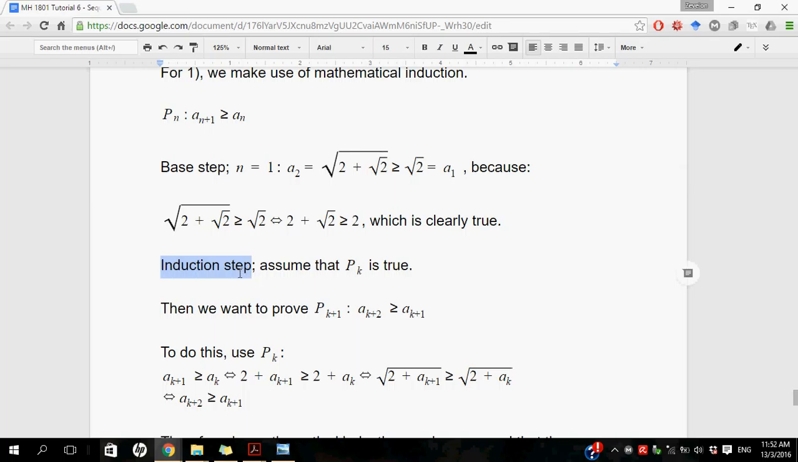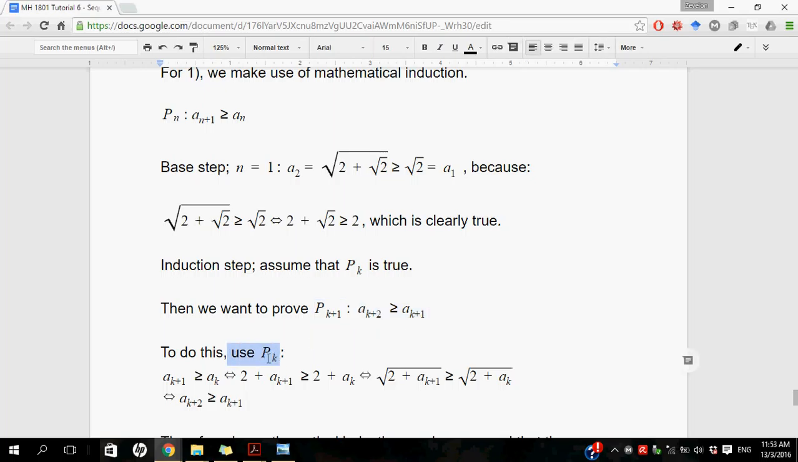For the induction step, what we have to do first is to make an assumption. We assume that pk is true for some value of k. Then we need to prove that the next statement in our sequence must also be true. If we have pk, we want to show that pk plus 1 is also going to be true. Okay, so in our case, this is the statement for pk plus 1, and we want to prove it. How can we do so?